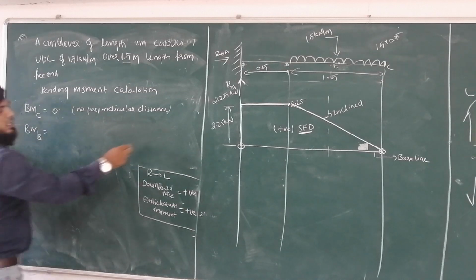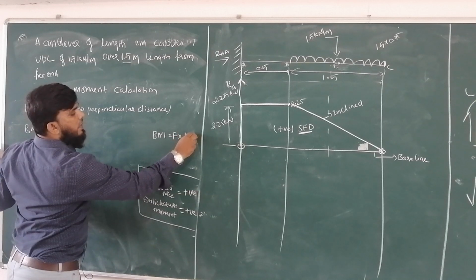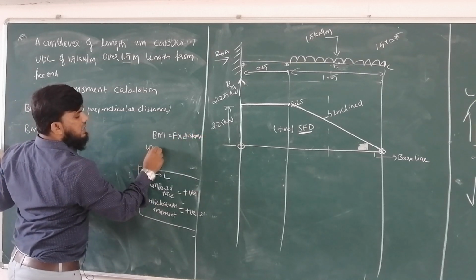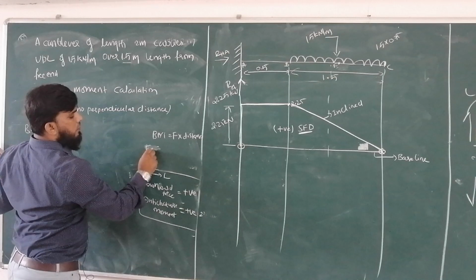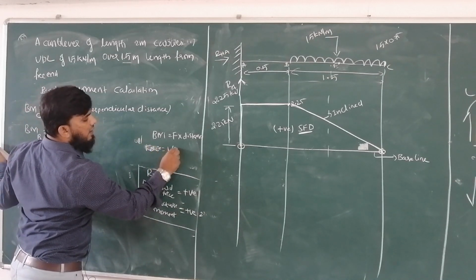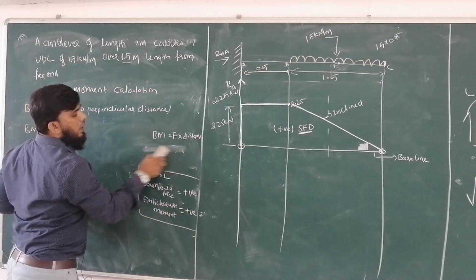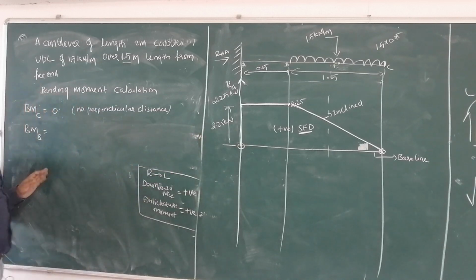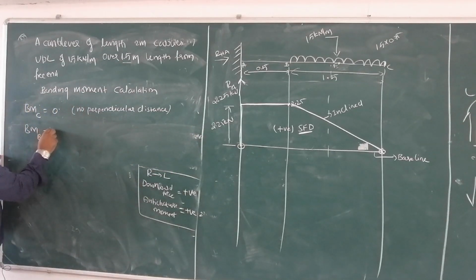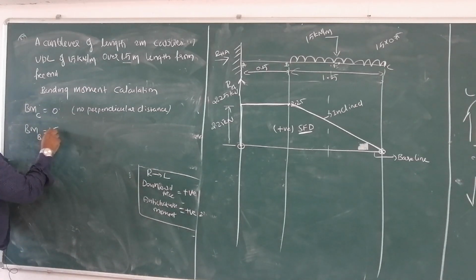Next is bending moment at point B. We know that bending moment is equal to force into distance. When a UDL is given, force is equal to the UDL value into length. So what is the UDL here, and how much length before point B is there? The UDL of 1.5 kilonewton is acting for a length of 1.5. So these two together are your load.